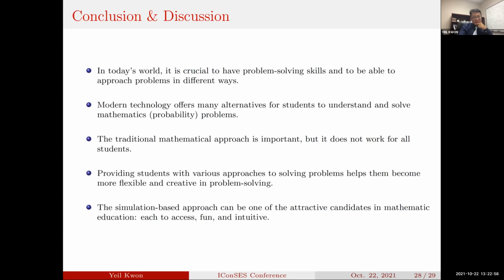So the conclusion is, as a mathematics faculty member, I know that the traditional mathematical approach is very important. So I still use this kind of approach with my graduate students and upper level students. But when we need to teach very basic probability problems to students in business or psychology, nursing, whatever departments, we don't have to employ too much complex mathematical work.